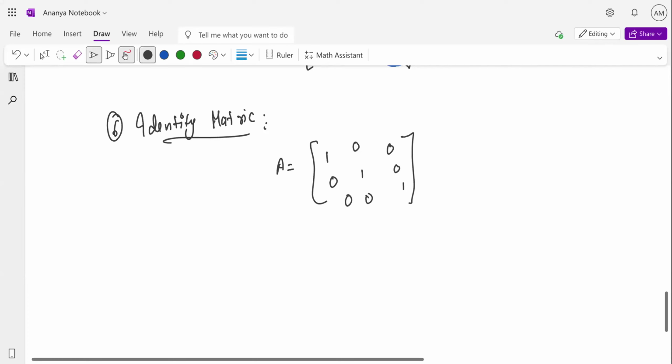Some more matrices are there. I'll just try to explain. If I am calling one as zero matrix, what do you understand by that? Every entry is zero? Yeah, that's it. So I won't write that. We also call that a null matrix. Understood? Yes. All right. The next one is rectangular matrix.